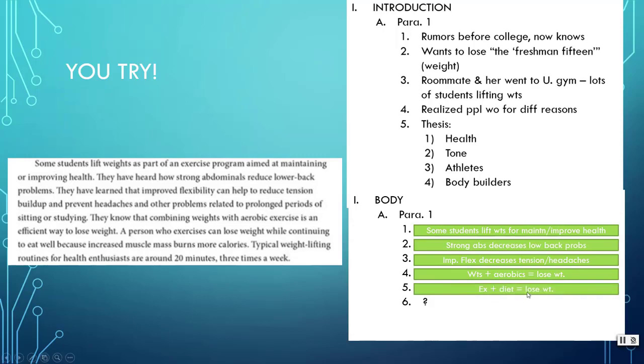Exercise plus diet equals lose weight. You might have picked up something about the muscle mass burning more calories, and that's fine. And then definitely wanted to get the 20 minutes 3 times a week. So don't really need all the rest of it. Good.